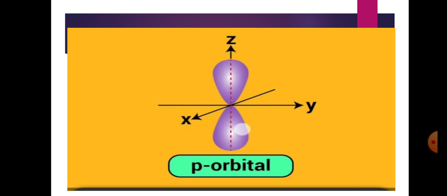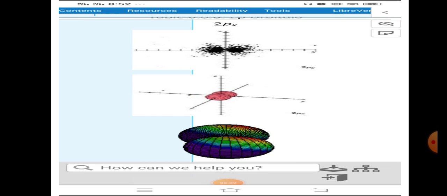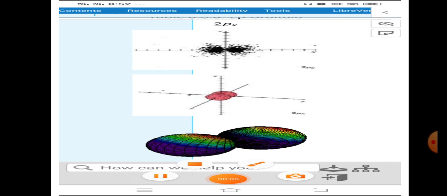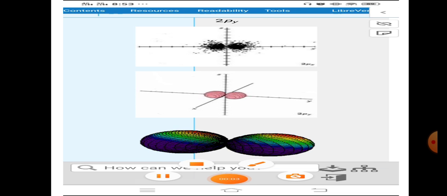These p orbitals are oriented along the x-axis, y-axis, and z-axis. It is dumbbell in shape, having two loops. You can see on your screen the orientation of the px orbitals. Now these are the py orientations, and then we discuss the pz orientations along the z-axis.